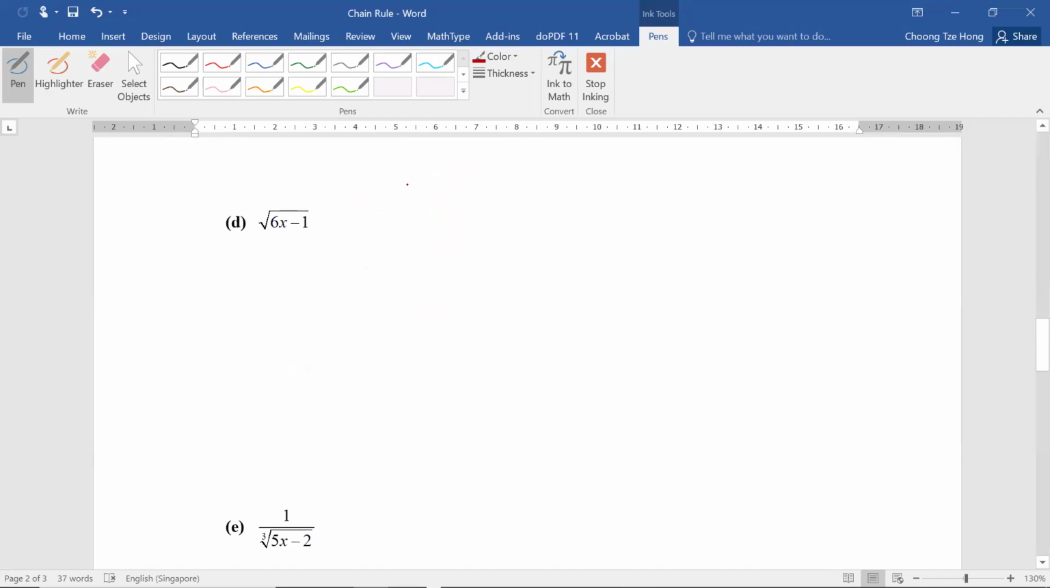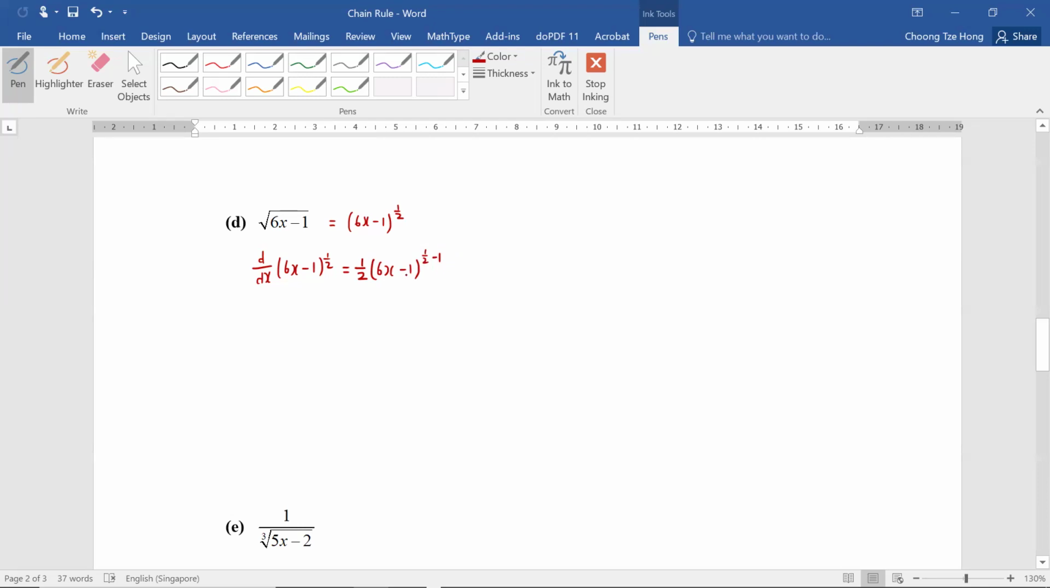Let's look at this next one. Same thing, let's prepare a form suitable for differentiation. Square root is power half. So you differentiate 6x minus 1 to the power of half. Bring the power in front, so half goes in front. So 6x minus 1, power half minus 1.